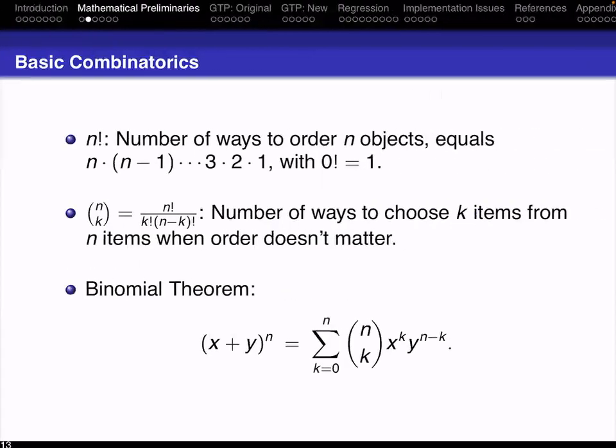All right, so mathematical preliminaries. Most of these we should know, but just for completeness, n factorial is the number of ways to order n objects when order matters. 0 factorial is the Seinfeld rule. It is 1. There is one way to do nothing.